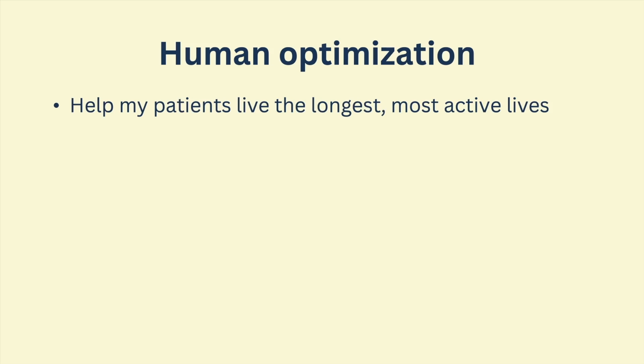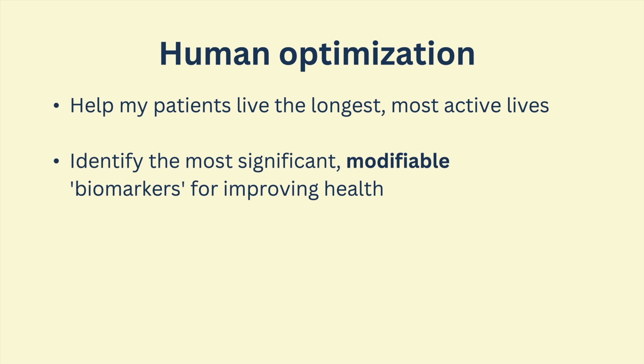The topic of my talk today is identifying and eliminating visceral fat for optimal health. So what's the purpose of human optimization or lifestyle medicine as I see it? Well, it's to help my patients live the longest, most active and fulfilled lives possible. And it's to help them do that by identifying the most significant and modifiable biomarkers for improving health.